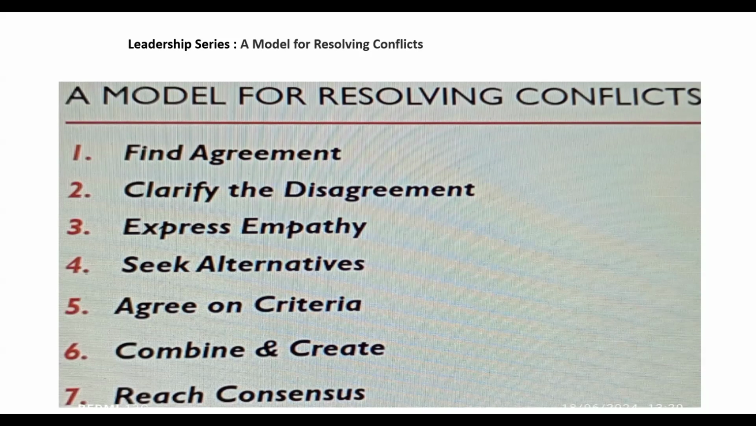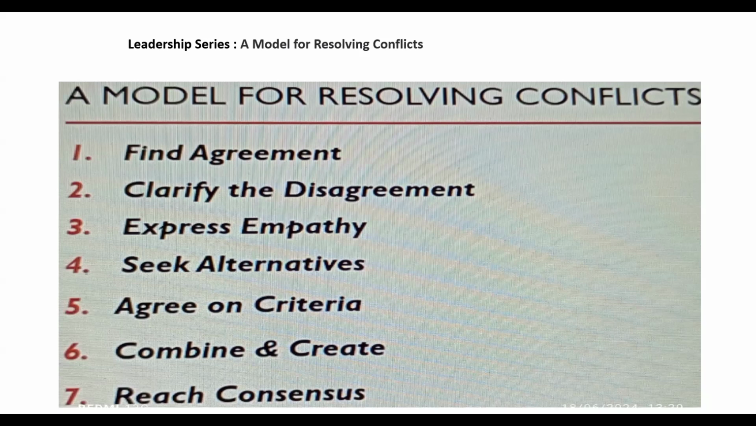And when you have your next conflict, you might even write these seven steps down or print them out and have them in front of you and think about them as you go through trying to resolve the conflict. The nine principles that we talked about in the previous lecture are all embedded in these steps, and all your listening skills are embedded in these steps.